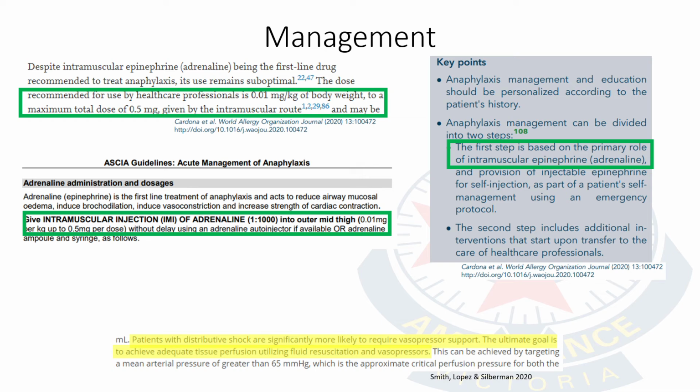The lower half of the slide has a section highlighted which shows how to manage a patient in distributive shock, with the goal being to achieve adequate tissue perfusion utilizing fluid resuscitation and vasopressors. This is because ICU mortality rates increase with increased time with a low mean arterial pressure.